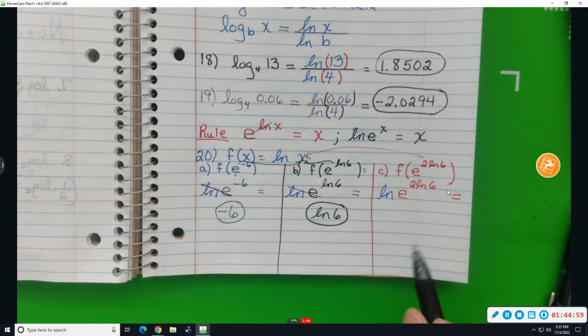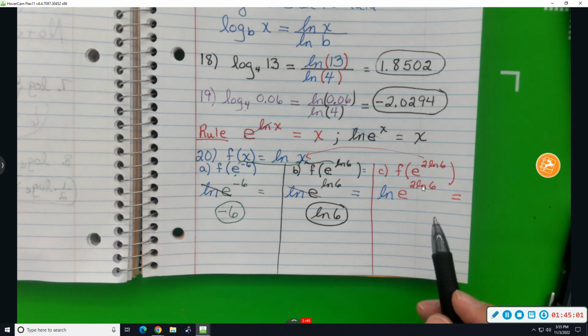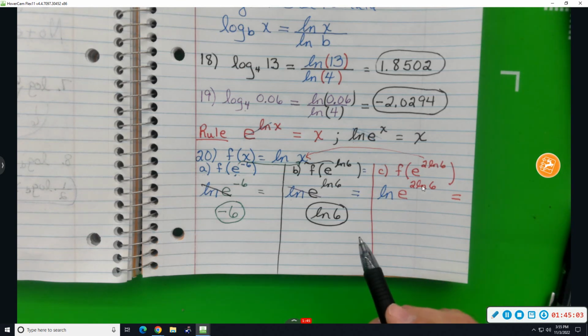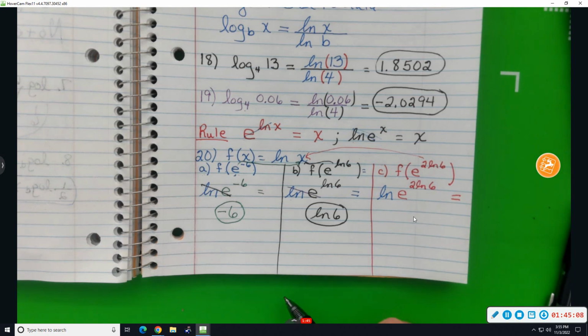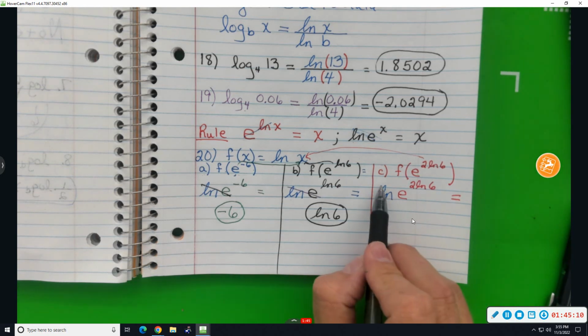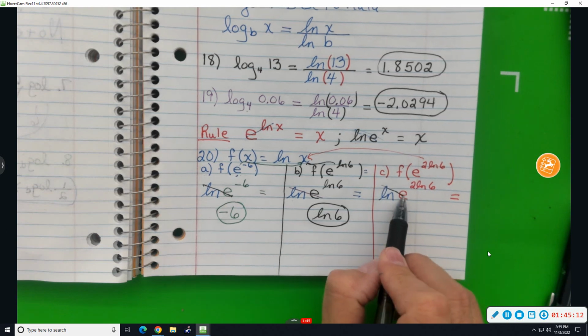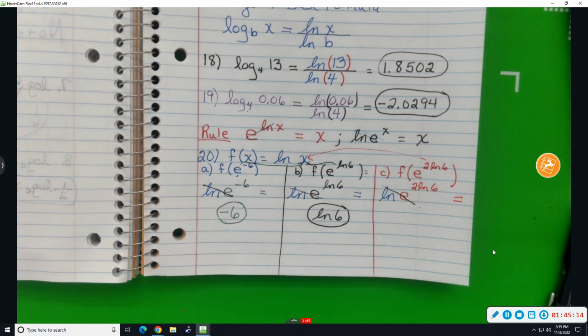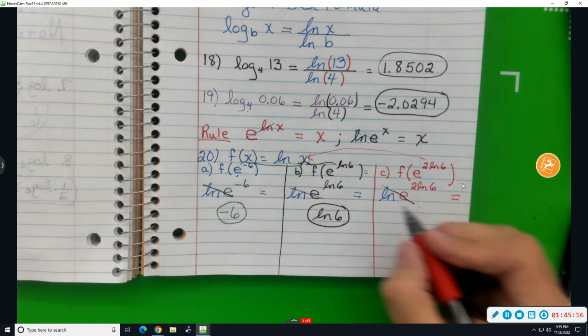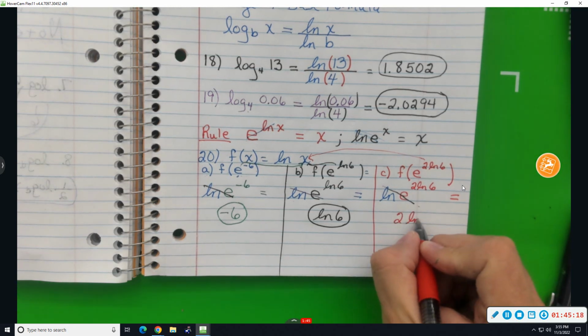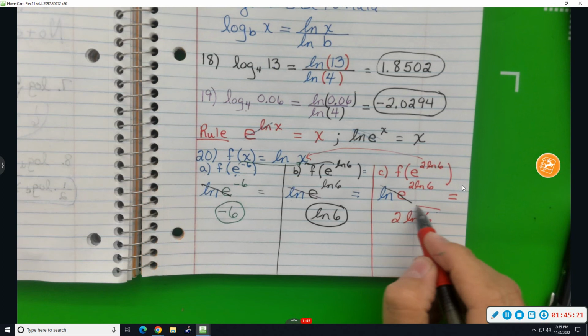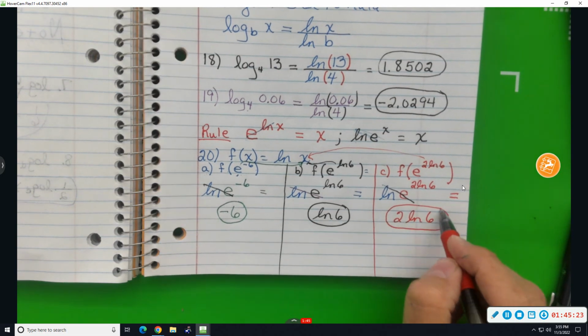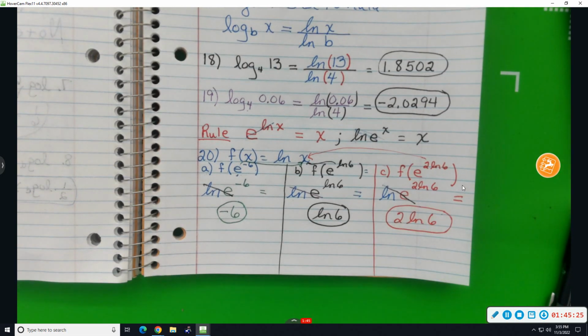Can I cancel the red e with the red ln? No, because they're not consecutive. There's something between them, the 2. So what can you cancel? The ln and e you cancel out, and you're left with a 2 ln 6 for my final answer. Yes. So you got 2 ln 6.